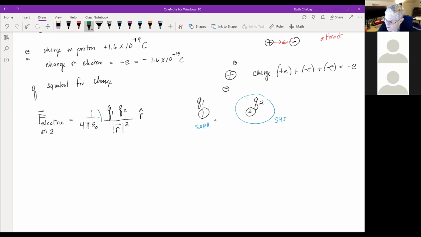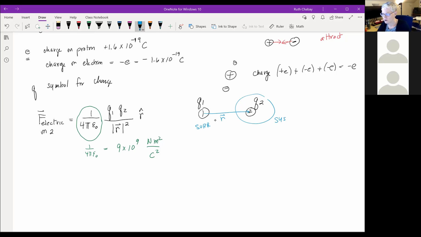And so this whole constant, this 1 over 4 pi epsilon 0, has the value of 9 times 10 to the 9th newton meter squared per coulomb squared. So the gravitational constant had units of newton meters squared per kilogram squared because mass was the operational thing. And here this has units of newton meters squared per coulomb squared because charge is the operational thing. And of course the vector r, as usual, goes from the surroundings to the system.